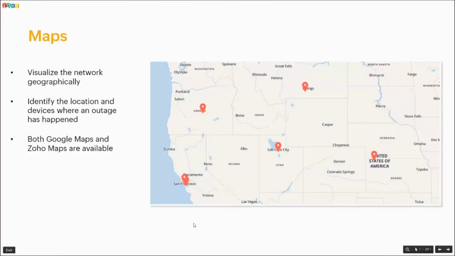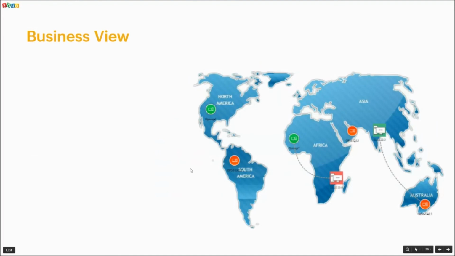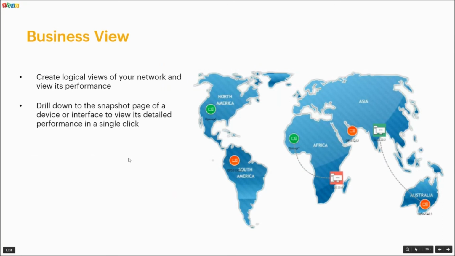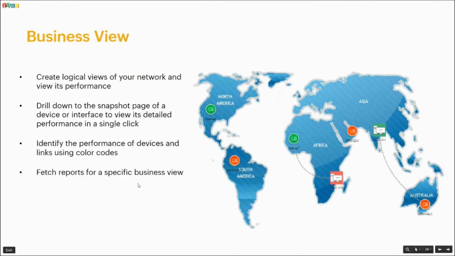The next topic which we're going to see is about business view. The business view will help us create a logical view for your network map and view its performance in a global pictorial format. And you can easily drill down to the snapshot of the device or interfaces to view its detailed performance by a single click. You can identify the performance of the devices by using various different colors and color codes. And also you can fetch reports for specific business views.